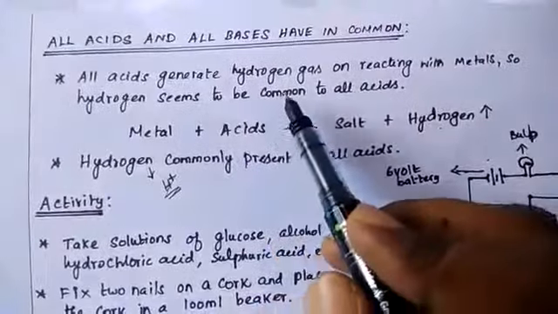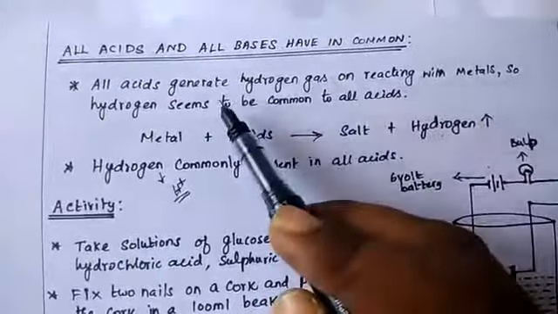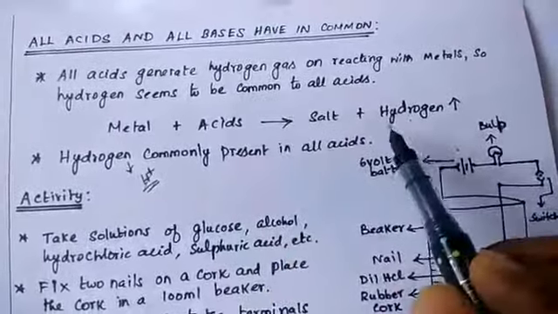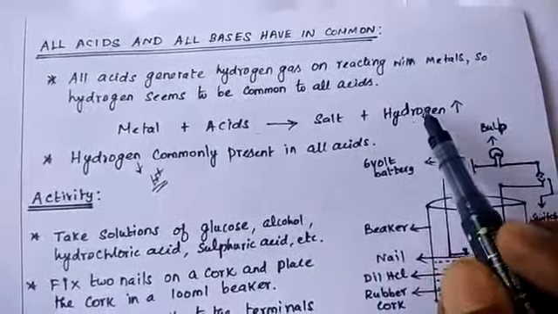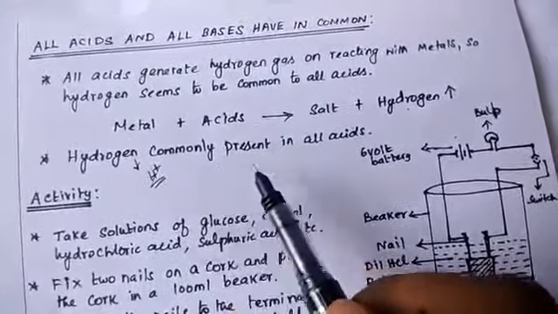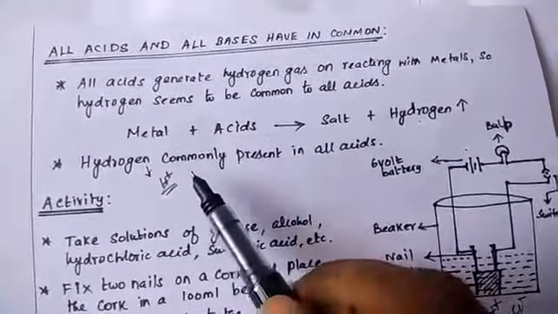All acids generate hydrogen gas when they react with a metal. A metal reacts with all acids to produce hydrogen gas. So hydrogen is commonly present in all acids. Now we will discuss this topic through some activities.